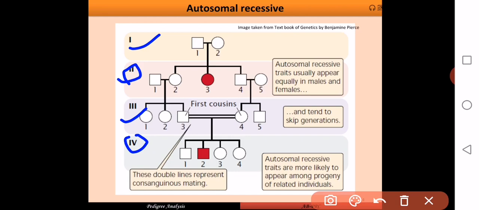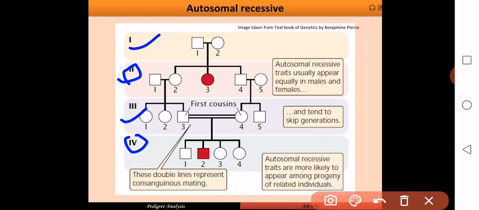And the next one is that for unaffected parents, it is possible to have affected children. You can check individual 3 in the second generation. She is affected, but the parents are not affected. Similarly, the parents are not affected in the case of the third generation. There is a marriage, and that couple has 4 children, of which one individual is affected. The parents are unaffected, but the son is affected.